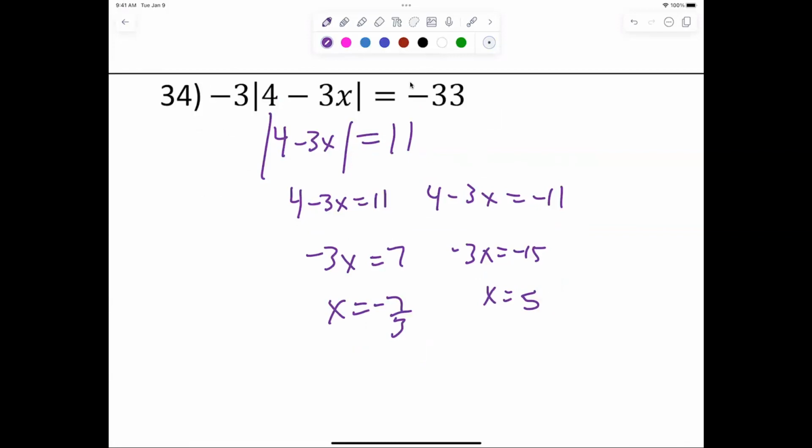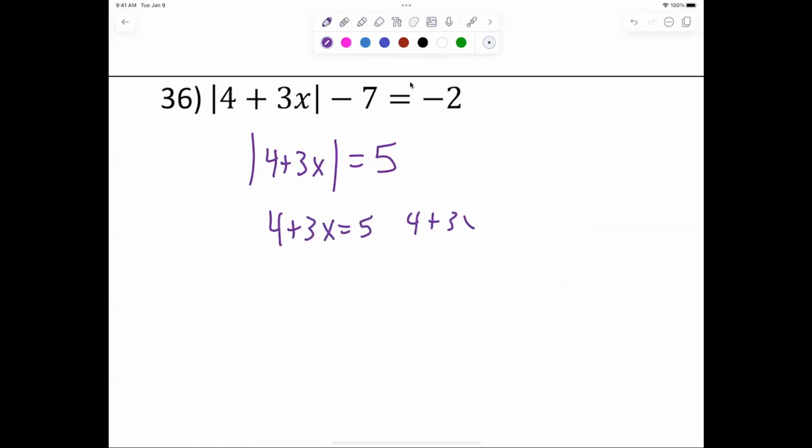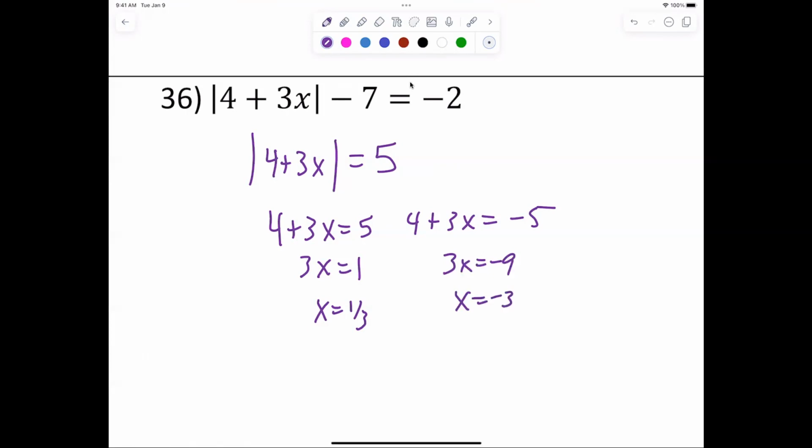Let's try 36 now. All right, we got a minor problem on 36. I have to do what first? Add 7. So 4 plus 3x equals how much? 5. 4 plus 3x equals 5, and 4 plus 3x equals -5. Now subtracting 4, 3x equals 1. X equals the fraction 1/3. Anybody have a question with that?